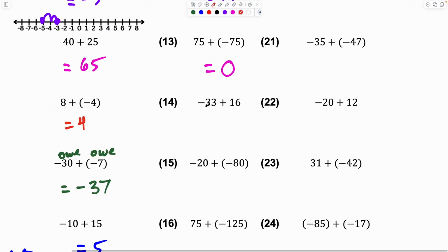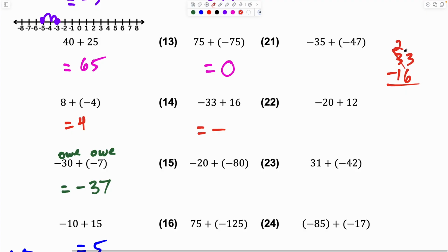Question 14, we have negative 33 plus 16. For questions like this, one little trick I do is I look for which number has the negative. Is it the bigger number or the smaller number? Since 33 is bigger than 16 and it has the negative, that tells us the sum is going to work out to a negative. Then we could just do on the side 33 minus 16 to see how much they're off by.